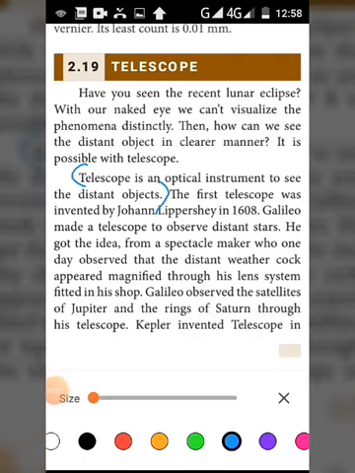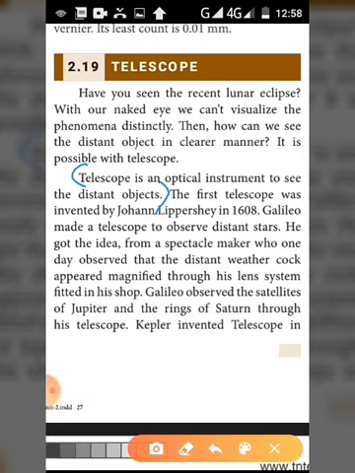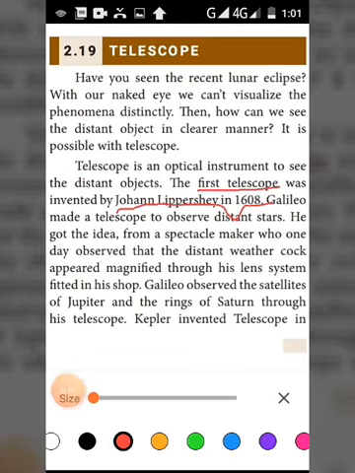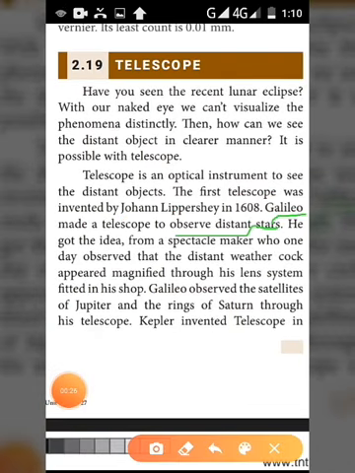So, telescope is the optical instrument to see the distant object. Next one, who invented the telescope first and when? Johann Lippershey. He invented the first telescope in 1608. And Galileo made one telescope to observe distant stars.